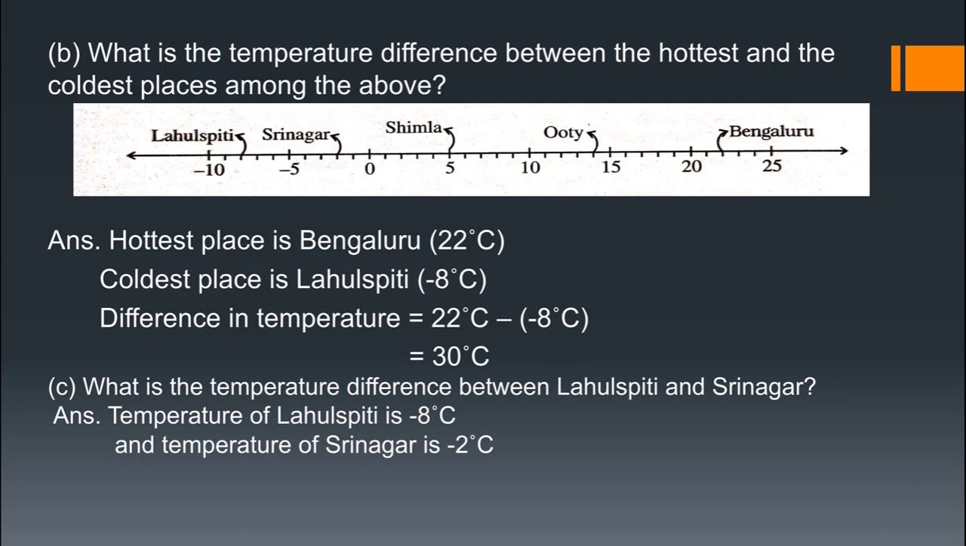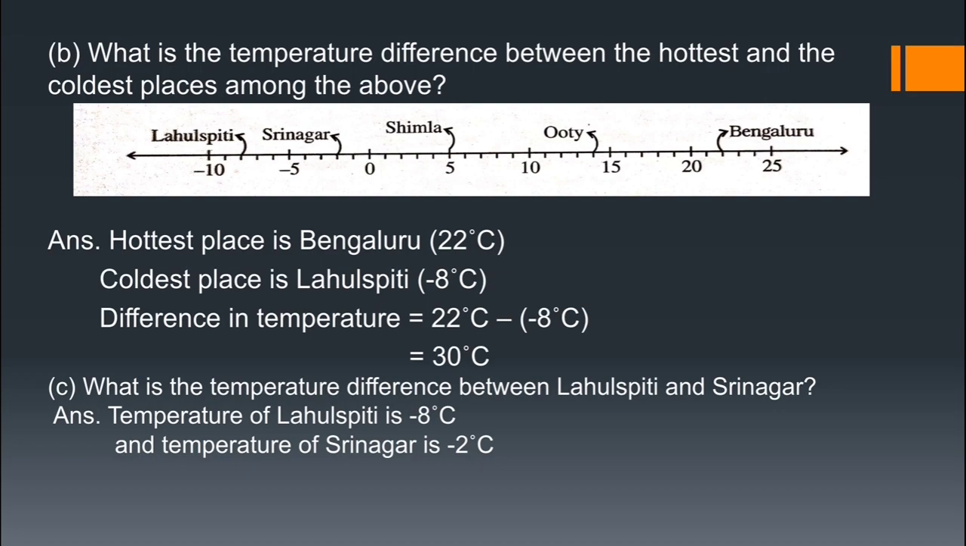Now again we have to take the difference. So we subtract a smaller value from the larger value. So here what will be the larger value? Minus 2 is larger than minus 8. Why? Because we know that on a number line, when we move from left to right, the value increases. So we subtract a smaller value, that is minus 8, from the larger value minus 2.